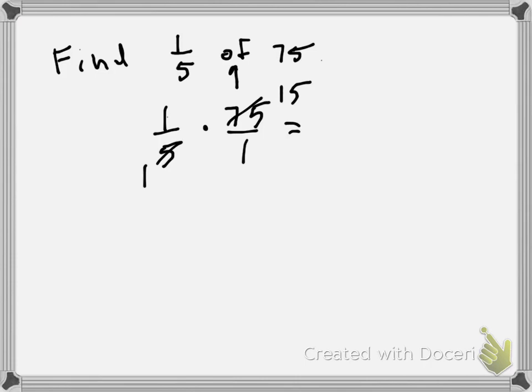Since everything on the bottom is a bunch of 1s, we're going to go ahead and multiply straight across the top. 1 times 15 is 15. 1 times 1, I don't even really have to write that. Anytime I have a fraction that has a 1 on the bottom, I can just drop that denominator off. And so we're just going to get a whole number of 15 for our answer here.